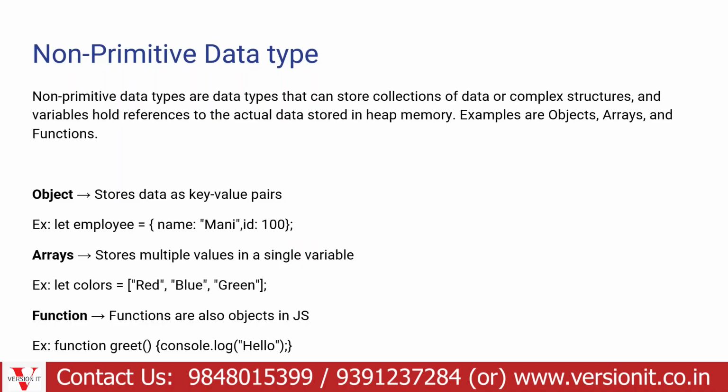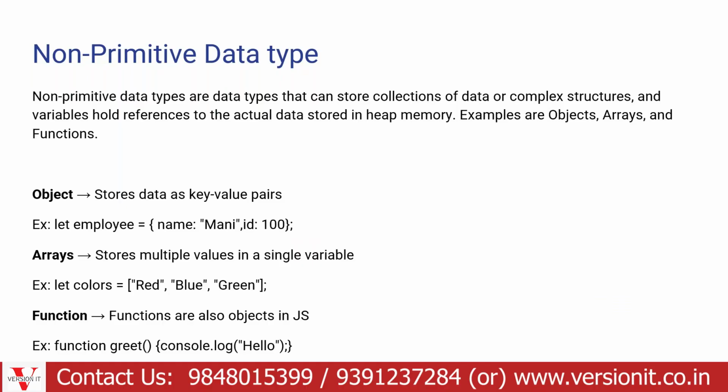So in non-primitive, you'll be able to store all those in one single go by using either objects, arrays, or functions. Okay. So in non-primitive data types, there are three data types. One is object, one is array, one is function. So let's discuss the first one, which is called object.